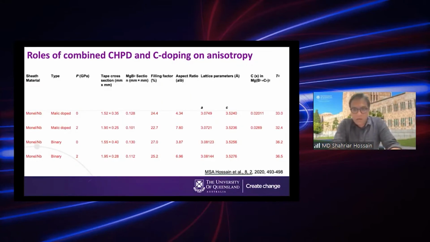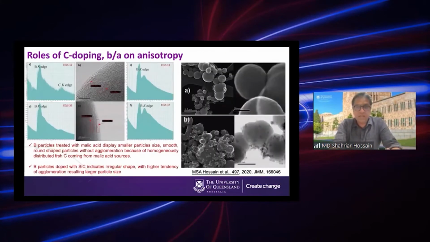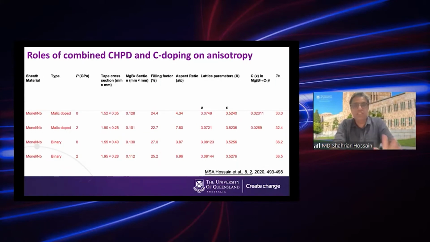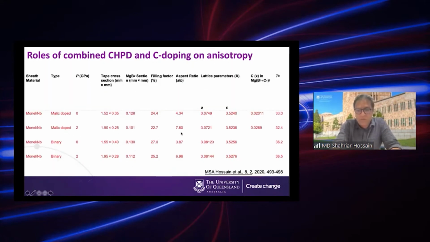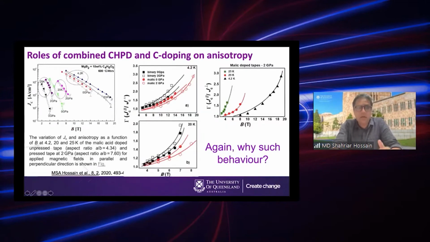Another quick investigation we did: because malic acid is very good, we applied CHPD and checked the anisotropy as well. If you look at the tape cross section, the filling factor decreases with different pressure, and the aspect ratio is an important point in malic acid. Even at 2 GPa, the aspect ratio is higher. But if you look at Jc versus B and the anisotropy, even though the aspect ratio is higher, malic acid has lower anisotropy.